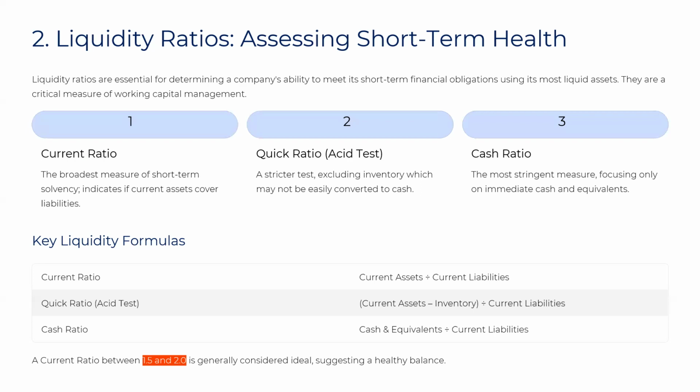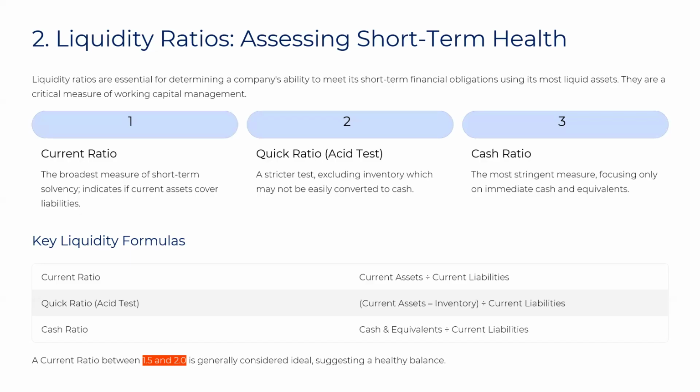Now, with current ratio, you are comparing the current assets with the current liabilities. Quick ratio is also called the acid test ratio. Quick ratio and current ratio are similar. The difference is that you are deducting inventory from your quick ratio. So current assets minus inventory divided by current liabilities is your quick ratio.